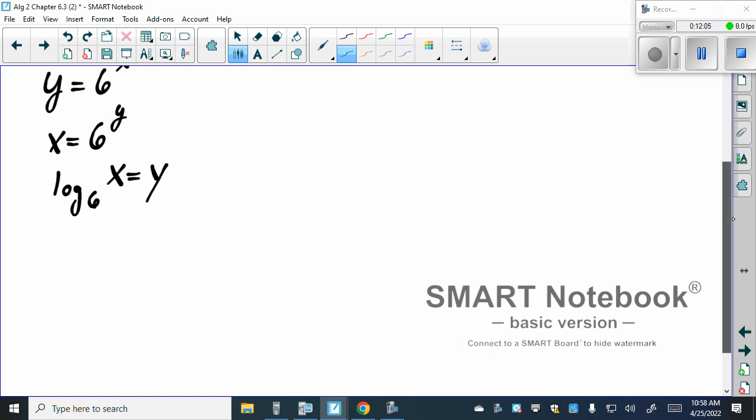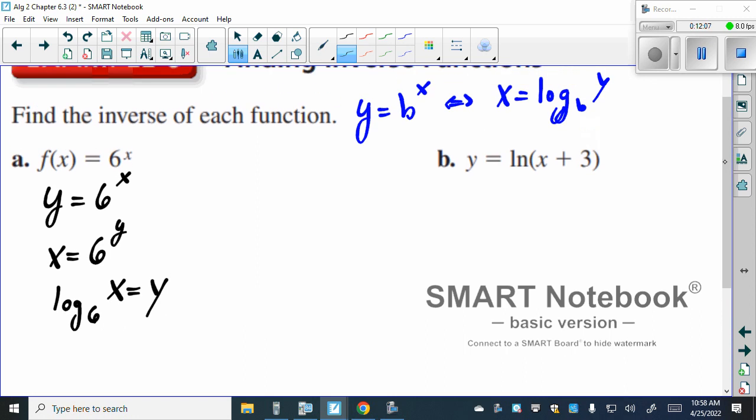Now, again, it's very tempting to want to say y because, again, in our general form it is y, but we had switched the x and y's location. That's why x is inside and y is on the outside. So this here is the inverse. This is the inverse function of y equals 6 to the x.